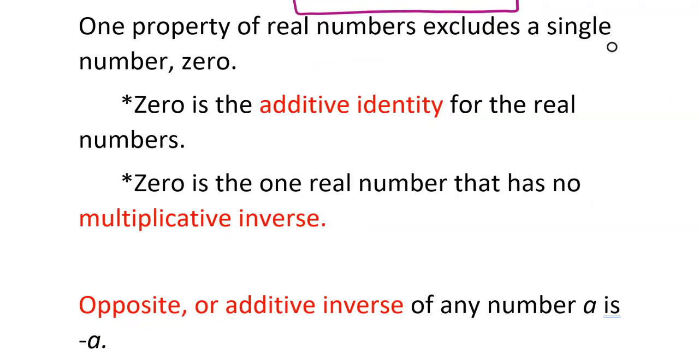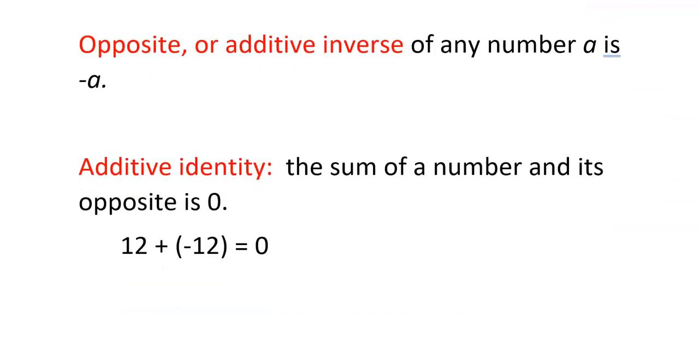One property of real numbers excludes a single number, 0. 0 is the additive identity for the real numbers. 0 is the one real number that has no multiplicative inverse. Opposites or additive inverses of any number A is negative A. So when they talk opposites, it's opposite sign. The sum of a number and its opposite is 0. So the opposite of 1 would be negative 1 because when you add them together, you get 0.